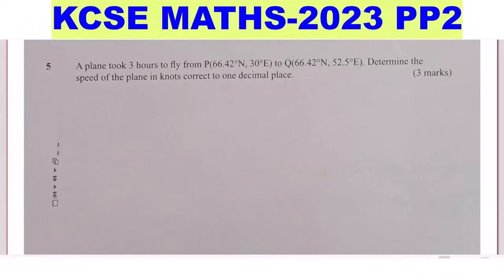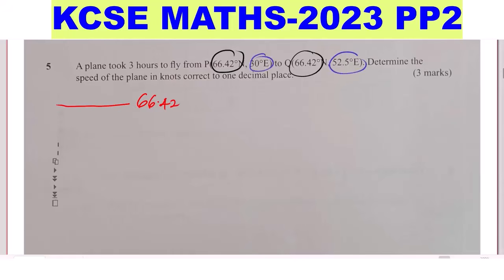Question 5. A plane took 3 hours to fly from point P, 66.42 degrees north, 30 degrees east, to point Q, 66.42 degrees north, 52.5 degrees east. Determine the speed of the plane in knots correct to 1 decimal place. When you look at these two places, they are located on the same latitude. So you just sketch this, the latitude, which is 66.42, but on different longitudes.